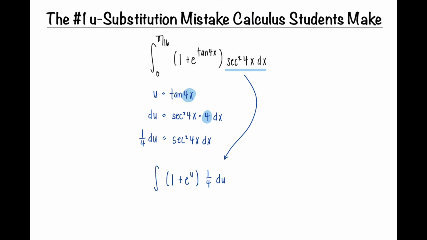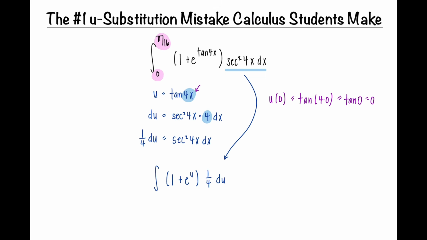And then don't forget, yes, we need to change our limits of integration. 0 and pi over 16, those are the limits that belong to the original problem, which is all in terms of x. But our new integral is in terms of u, so we have to change them. Everything has to match. So where do you get your new limits from? You're going to plug in the old limits for x, because u is a function of x when we do u-sub. So u of 0 is going to be tangent of 4 times 0, which is tangent of 0, which is 0. Okay, love that.